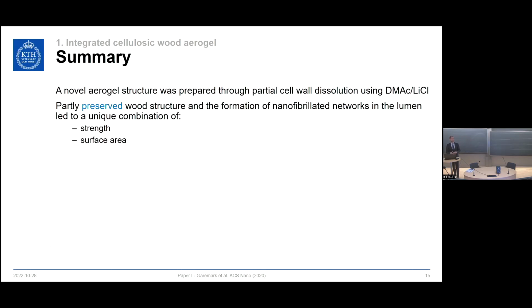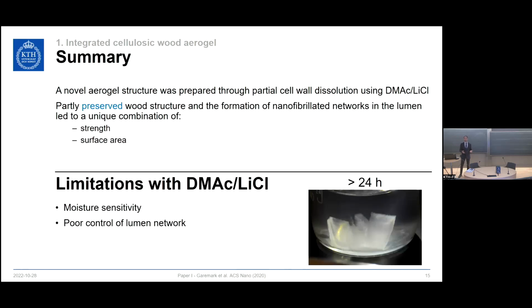So in summary of the first work, we obtained a novel aerogel structure through partial dissolution and regeneration using D-magnesium chloride. And by partly preserving parts of the cell wall and then forming these nanofibrillated networks inside the lumen, we could obtain a combination of high strength and high specific surface area. But there are limitations with using D-magnesium chloride. One is it's very moisture sensitive, which means that we need to add a lot of solvent exchange steps in order to remove water. The second is that if we treat it for longer, the wood piece will completely fall apart. So we cannot have good control over the lumen network formation.